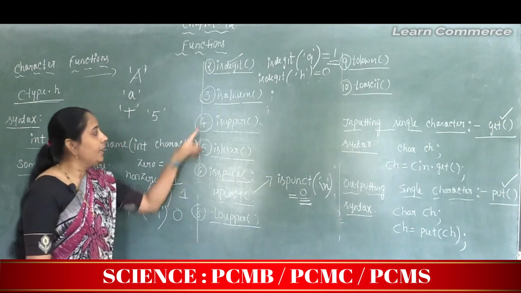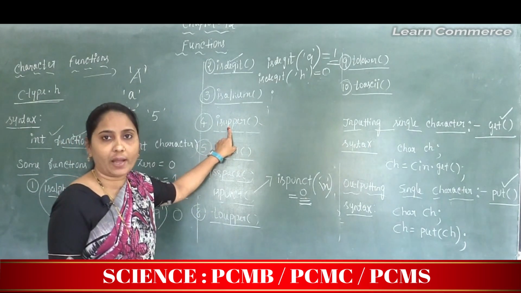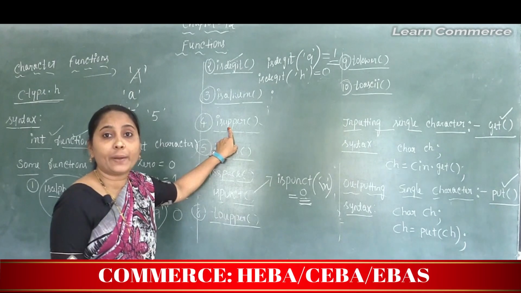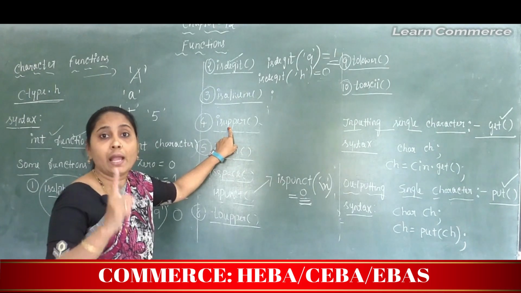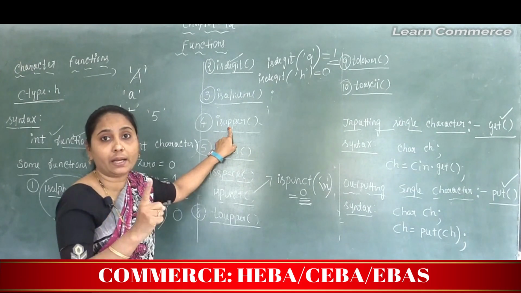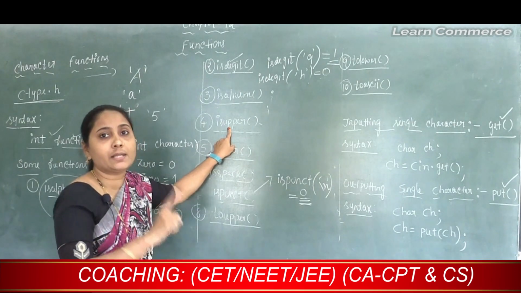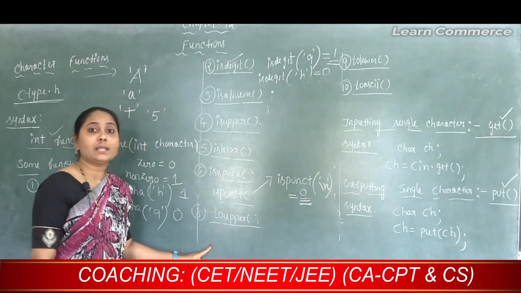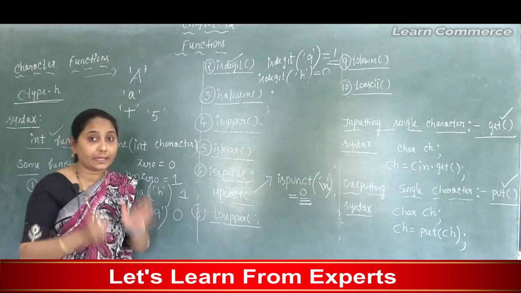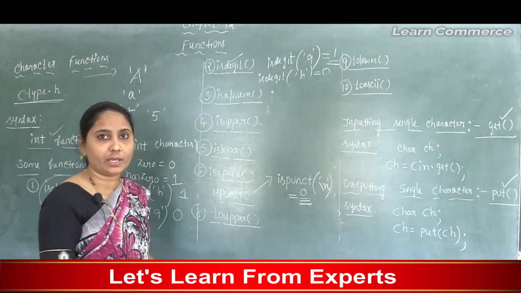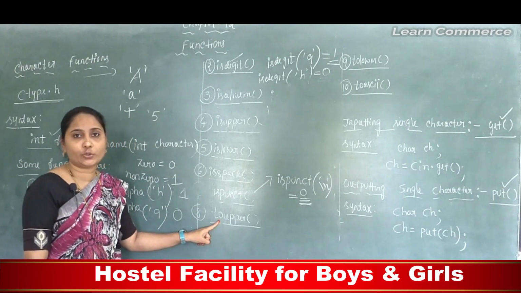Did everyone understand? What is the difference between isupper and toupper? isupper returns a non-zero value if the character is an uppercase letter, otherwise it returns zero. But toupper converts a lowercase character or lowercase letter into uppercase. So the conversion occurs here, from lowercase to uppercase.